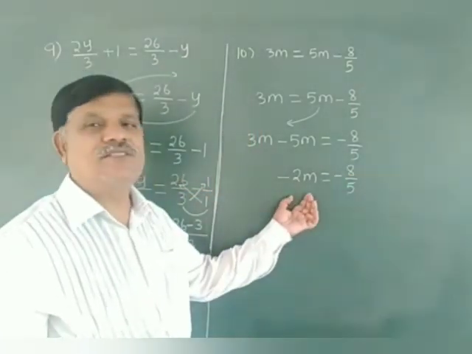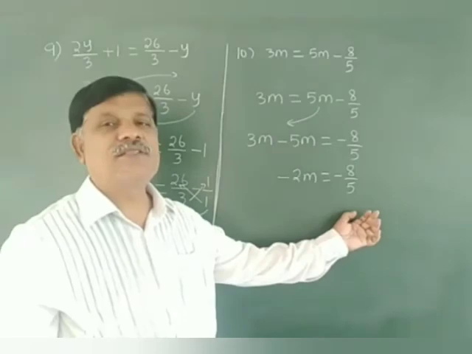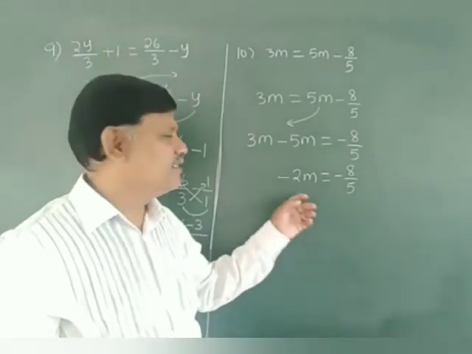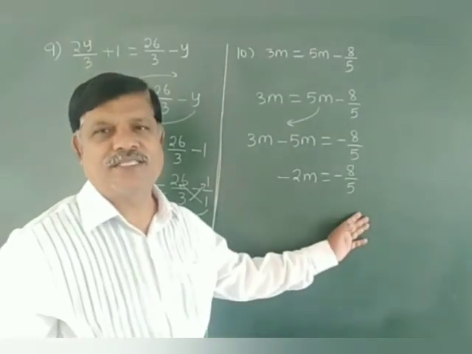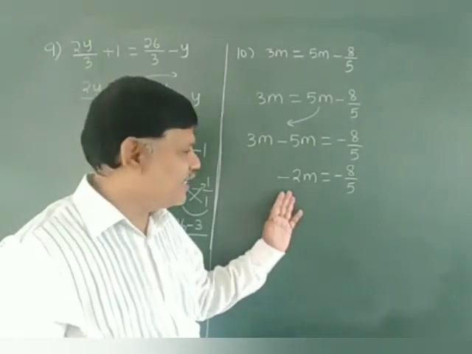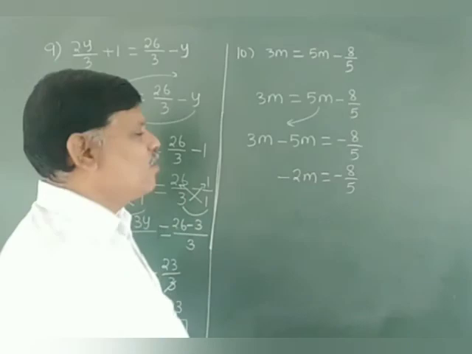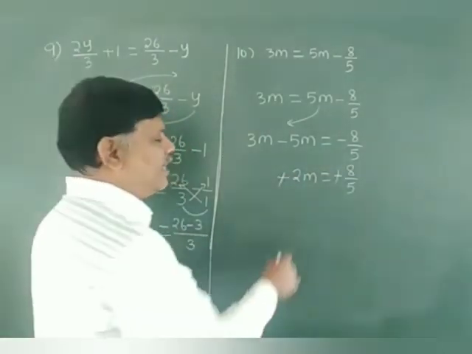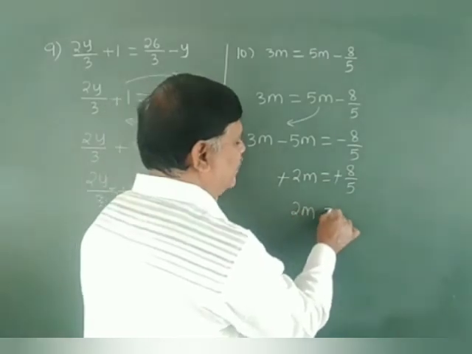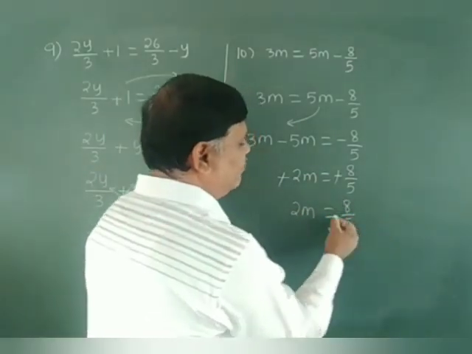Now in LHS also we have a single term. In RHS also we have a single term. And this is negative and this is also negative. When LHS and RHS are single terms and they are of negative sign, we can cancel this negative sign. Okay. So we have 2m equal to 8 by 5.